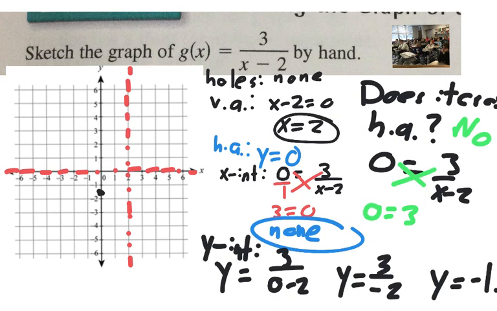So, again, what do we know happens? We know at this vertical asymptote, the graph is going to break apart. So I know what half of my graph does right now.